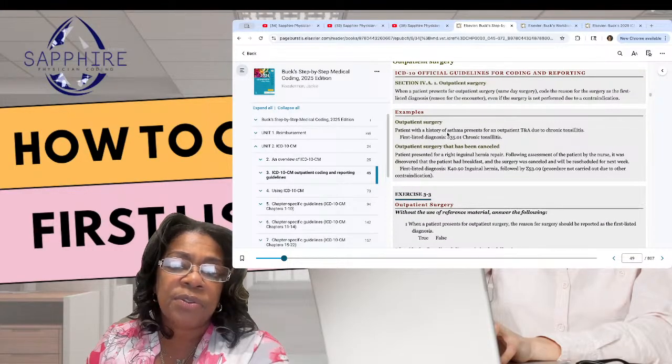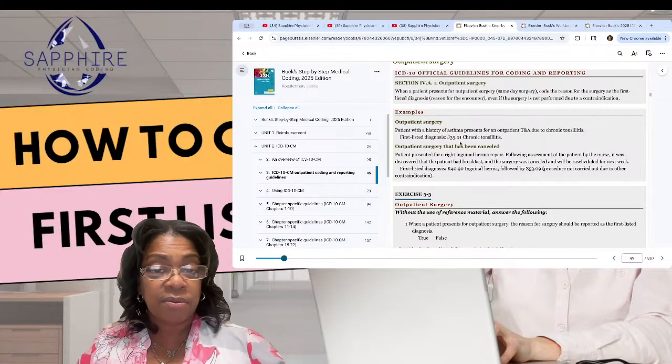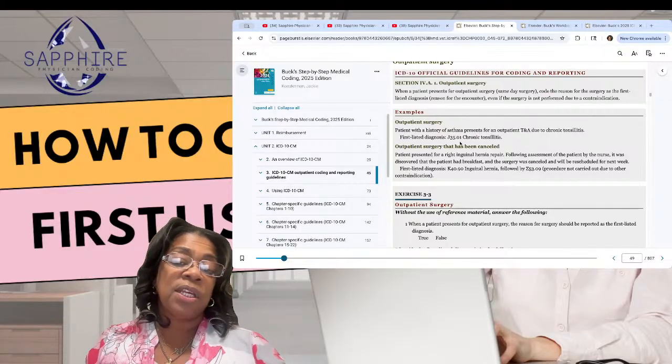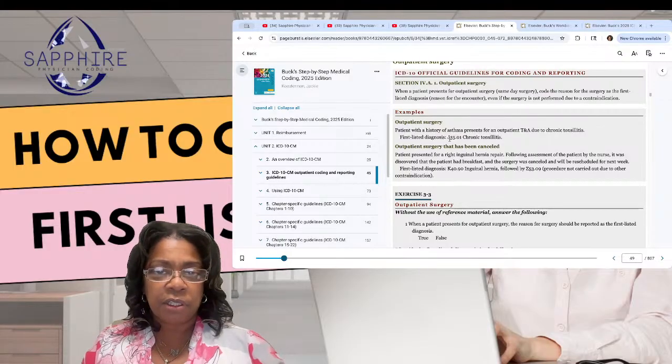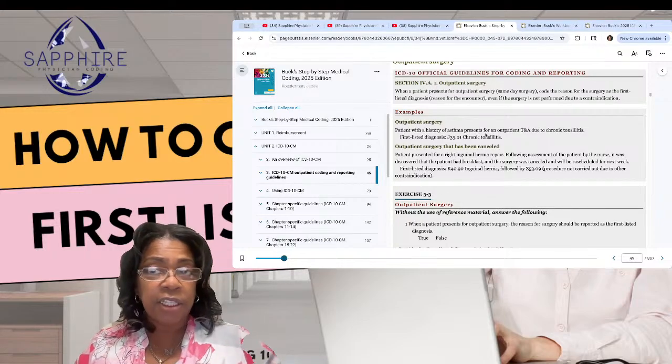Patient with a history of asthma presents for an outpatient T&A due to chronic tonsillitis. First listed diagnosis J35.01, chronic tonsillitis. Now remember, I told y'all to go look for this. So, y'all got your ICD-10 book. Pause for 5 minutes and go look for this code. Find this code. Find this code.